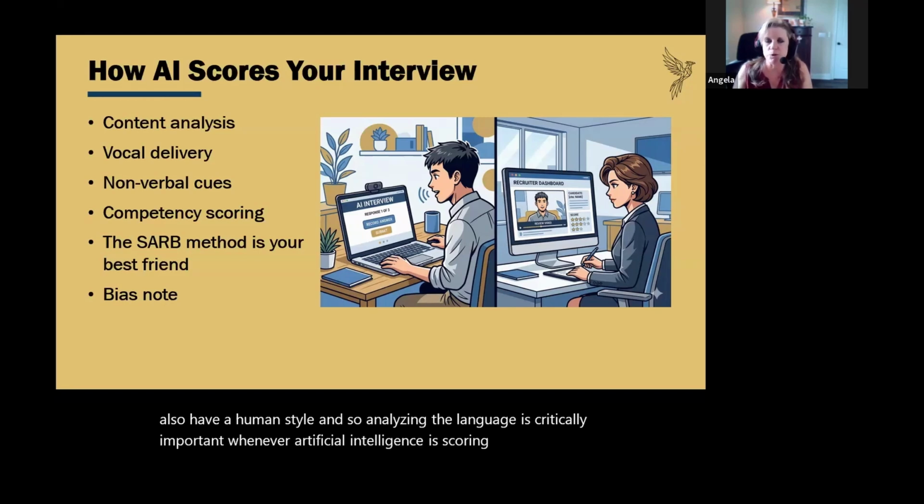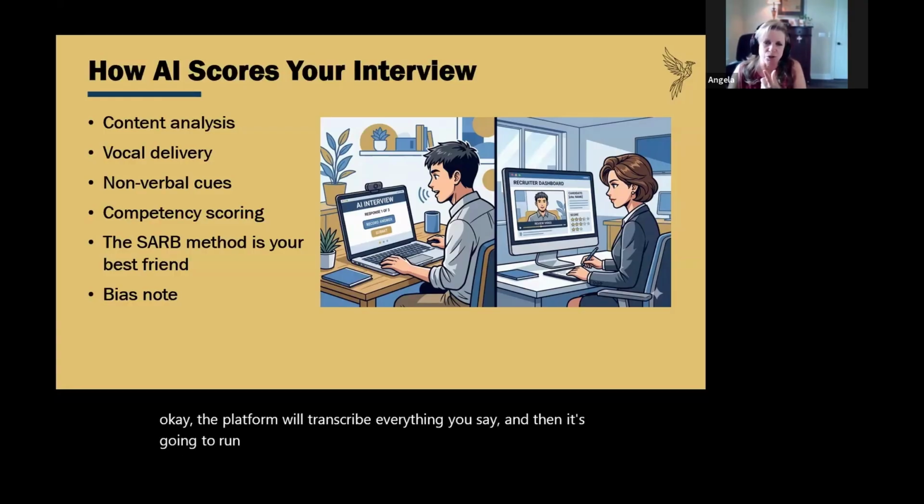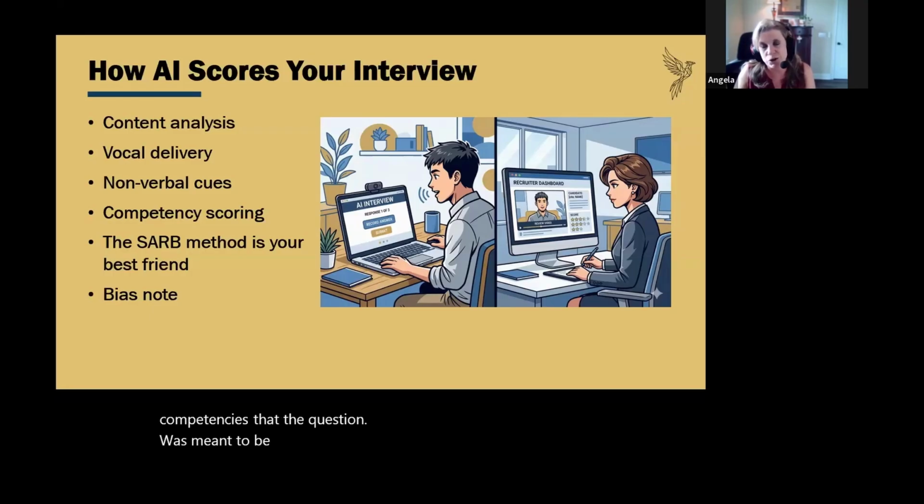The platform will transcribe everything you say, and then it's going to run algorithms against your language patterns to look for things like keywords and phrases that might be relevant to the competencies that the question was meant to be searching for. Sentence structure: are you using complete sentences? Are you using partials? Are you jumping from place to place?